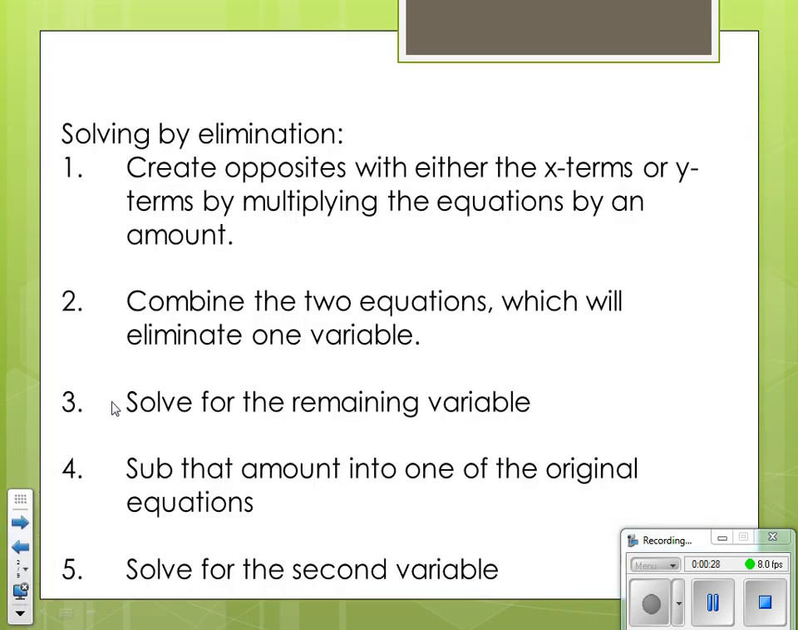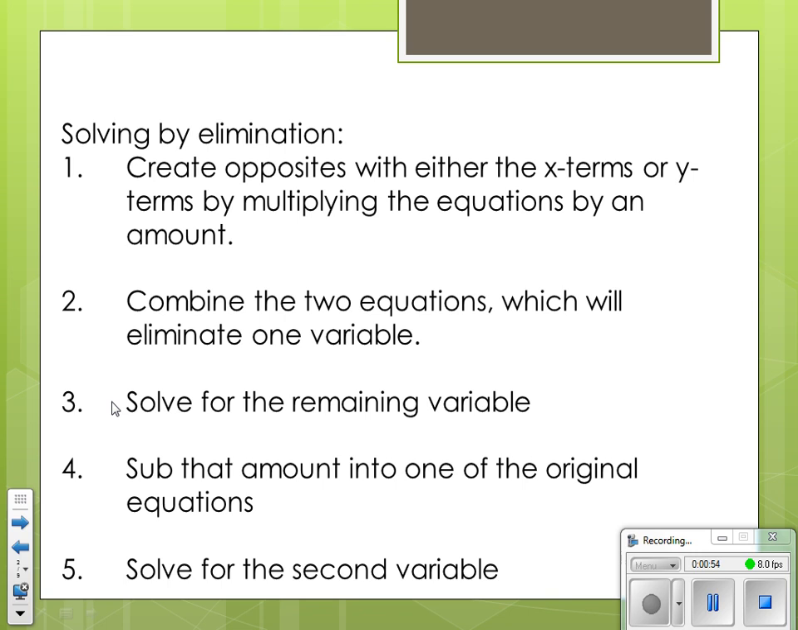All right, so the method that we're going to be looking at today is called the elimination method. In the past, you may have referred to this method as the combination method, but what we're going to be doing is eliminating one of the two variables that are in our system by creating opposites. Once we have opposites with either our x terms or our y terms, we're going to combine. We'll add those two equations together, thus eliminating one of our variables.